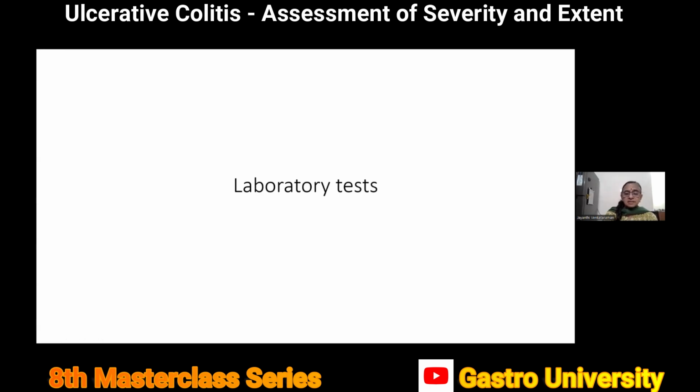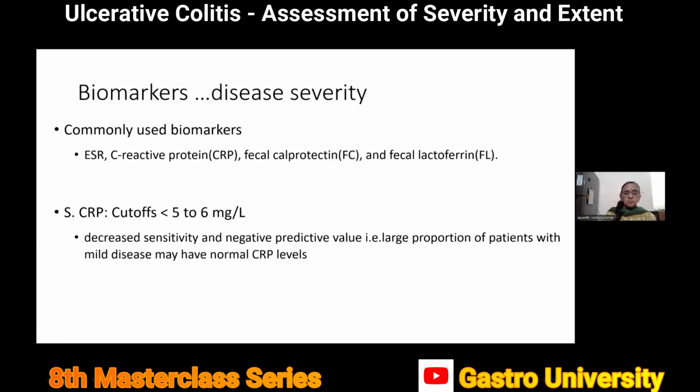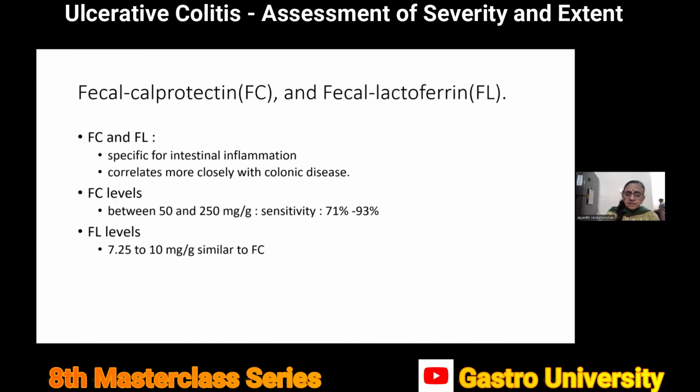And coming to the next, the laboratory tests, the common biomarkers. In day-to-day practice, we use the ESR and C-reactive protein. They are not very specific, but they do give us some information on the activity of the disease, whether the disease is in remission. Can you all please mute your... Okay, and it includes fecal calprotectin and fecal lactoferrin. The cutoff for the CRP is less than 5 to 6 milligrams per liter. Fecal calprotectin and fecal lactoferrin are quite specific for intestinal inflammation.